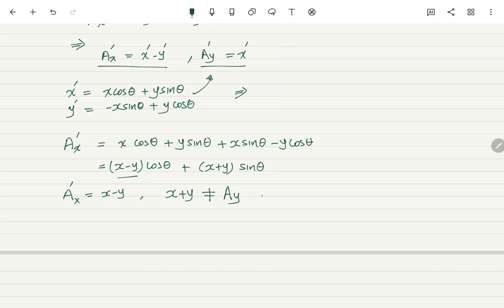So the conclusion for this one, x minus y and x does not form a vector. No need actually to go further, as one component, ax prime, does not transform in the same way as x prime.